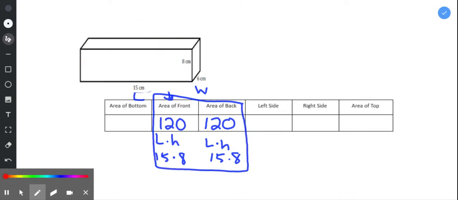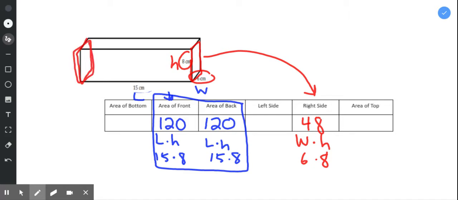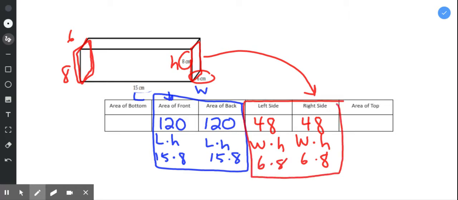Okay. The next one I'm going to look at is this right side. I'm going to relabel that, doing my 6 times my 8, which is my width times my height in this case. 6 times 8, which is 48. I know that there's another one opposite right here, since it's also going to be a 6 by 8 rectangle. So that is going to be my left side, 48, which is also the width times the height because that is 6 times 8. Notice there's two of those.